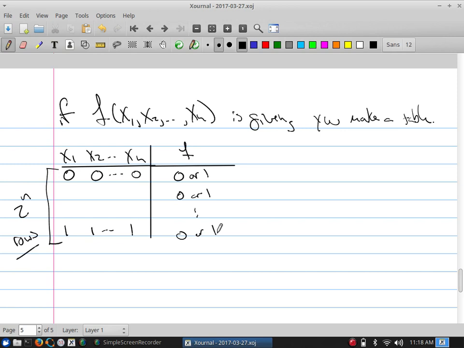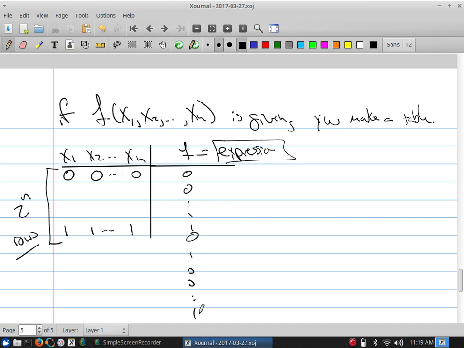Now, given that, how many possible functions actually exist in table form? How many tables exist total? Well, how many rows do I have? 2 to the n rows. So one way I could make my function is to not give you the expression. That's an expression here. I could just simply say, you know what? I'm lazy. It's 0, 0, 1, 1, 1, 0, 1, 0, 0, dot, dot, dot, 1. Just give me all the zeros and ones.